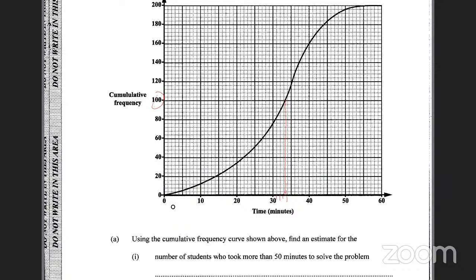Oh wait, no, sorry, wrong scale. My bad. So that's 31, 32, 33, 33.5. It's in the middle. So I would say that the median here is 33.5 minutes. I was watching the wrong scale.